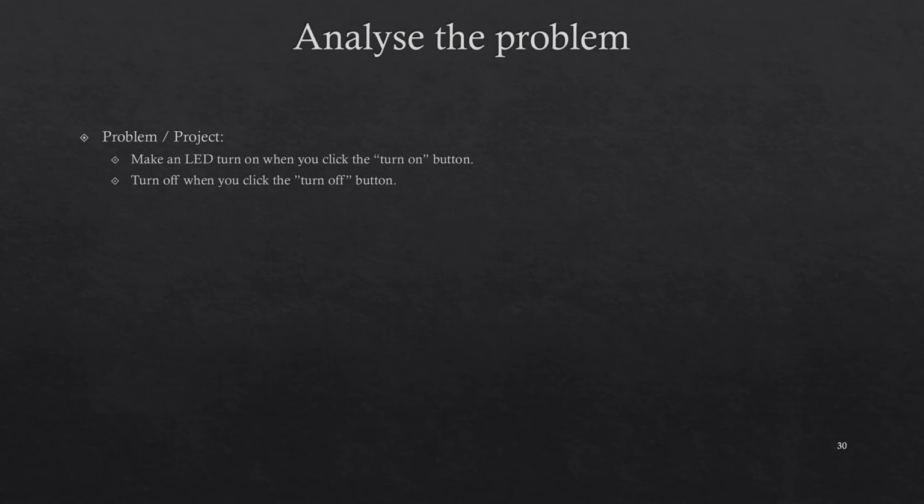First, we have this problem or a project. The requirements are to make an LED that turns on when you click the turn on button, and it turns off when you click the turn off button, which means we have one LED, two buttons, one of them will turn on the LED and one of them will turn off the LED. Very basic, right? Now, to analyze this problem, we need to ask more questions.